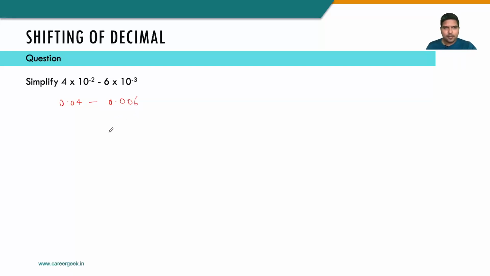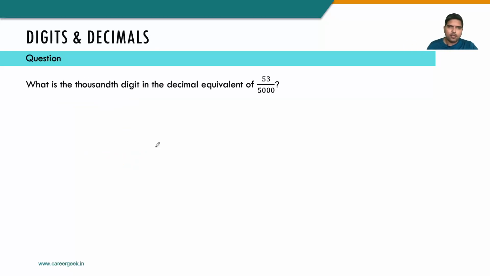Now this becomes easy. We just need to match the decimals and subtract. So we'll borrow 1, this becomes 10, and this becomes 3. 10 minus 6, 4, and 3 is remaining, 0 stays the same. The answer is going to be 0.034.